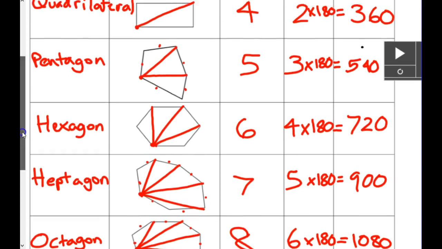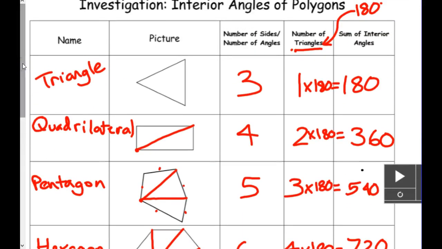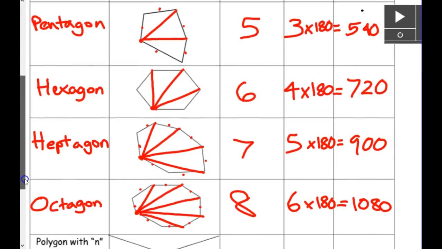So again, look at the top of this notes page. It's called interior angles of a polygon. We are finding how many degrees are inside. Okay, I hope you know a triangle is 180. But you got to know how to figure out a quadrilateral, a pentagon, hexagon, heptagon, and octagon, right? So let's make a rule at the bottom of this page.